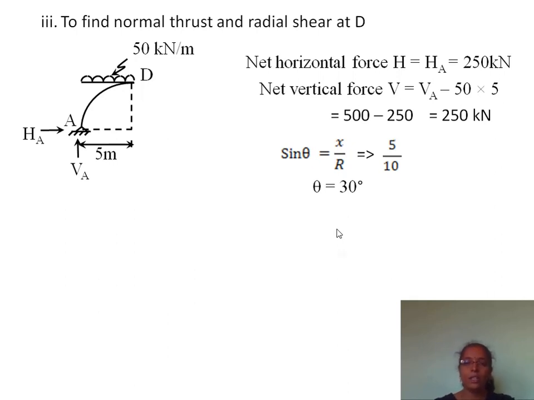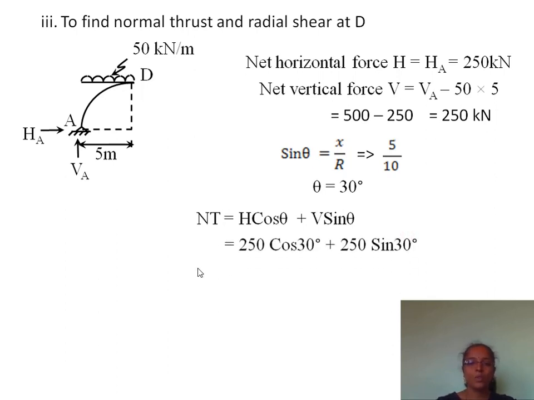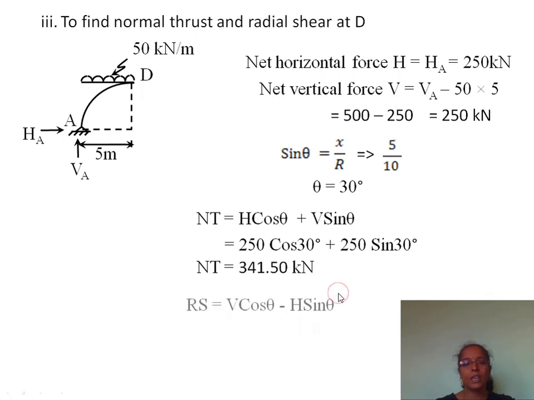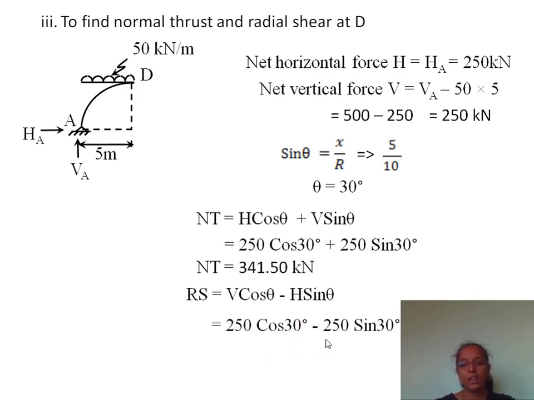Substitute the value of theta into normal thrust and radial shear equations. So normal thrust is calculated as H cos theta plus V sin theta. Substitute the values of H, V and theta. So 250 cos 30 plus 250 sin 30, both are positive. Okay, so substitute and simplify. You will get the normal thrust value as 341.5 kilonewton. And radial shear is calculated as V cos theta minus H sin theta. So if you substitute it, 250 cos 30 minus 250 sin 30, that will be equal to 91.5 kilonewton.